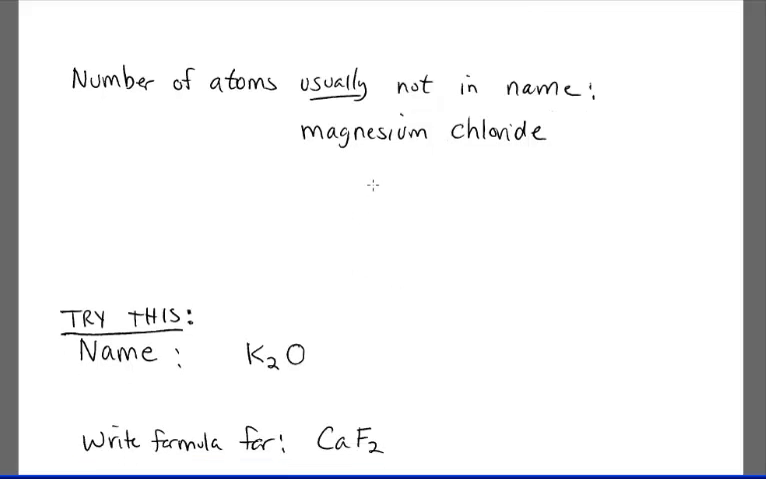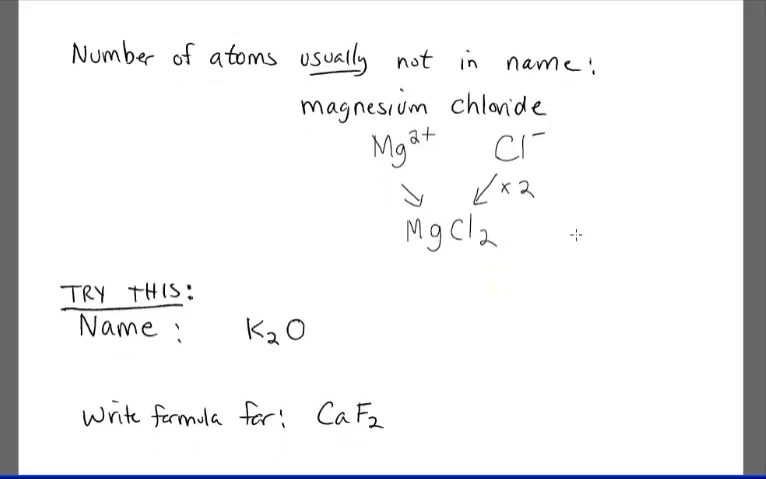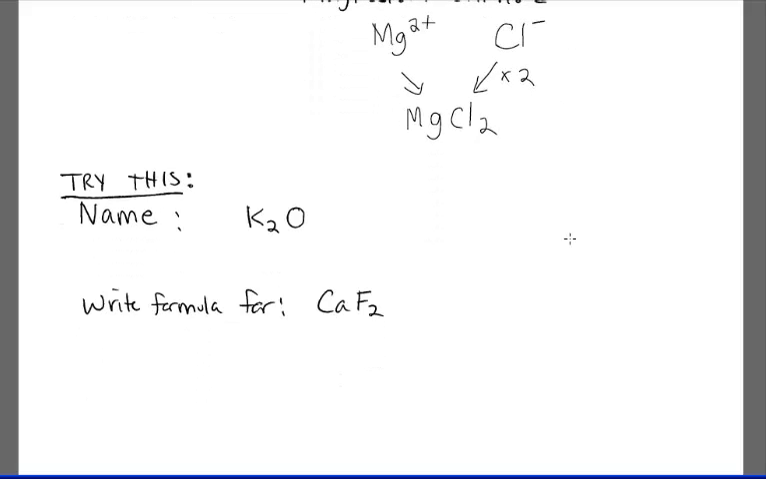All right, and you usually don't include the number of atoms in the name. So in other words, magnesium chloride will come from a magnesium 2+ ion and a chloride 1- ion, but those two do not balance charges. You have a 2+ and a 1-, so magnesium chloride will have 2 chlorines, and it will be MgCl2. But notice that the name in no way indicates that there are 2 chlorines. You have to know the charges to realize that it would have to have 2 chlorines. All right, so let's practice.